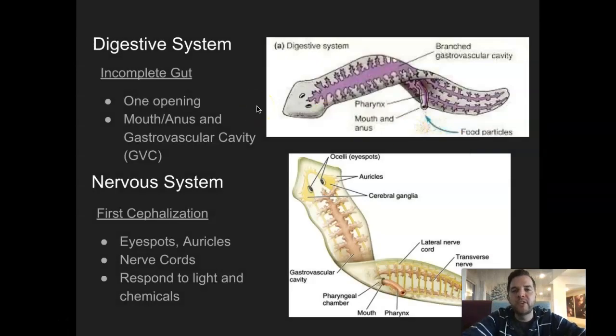So in terms of their digestive system, as I said, it's an incomplete gut. So what that means is that there's one opening. The mouth and the anus are the same opening with the gastrovascular cavity inside. That is exactly like the cnidarians. Now, it's a more advanced gastrovascular cavity.